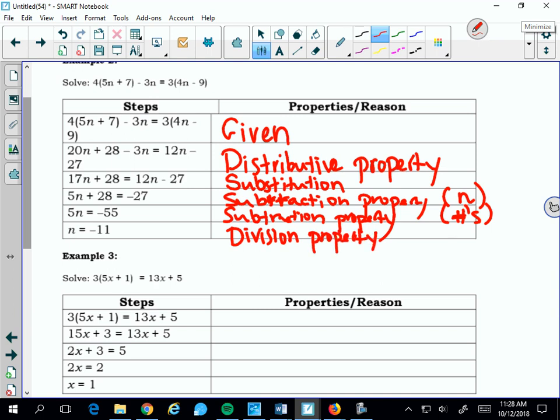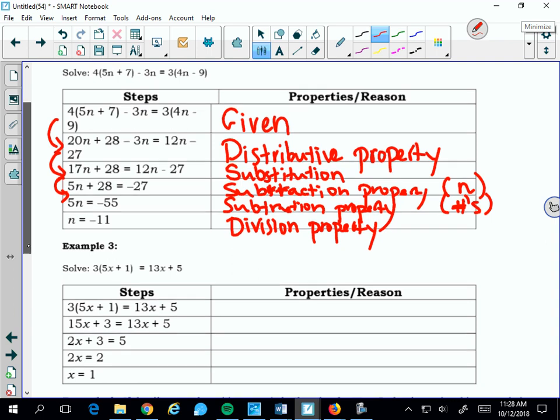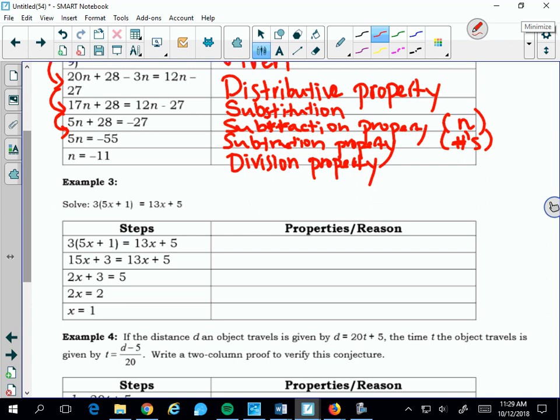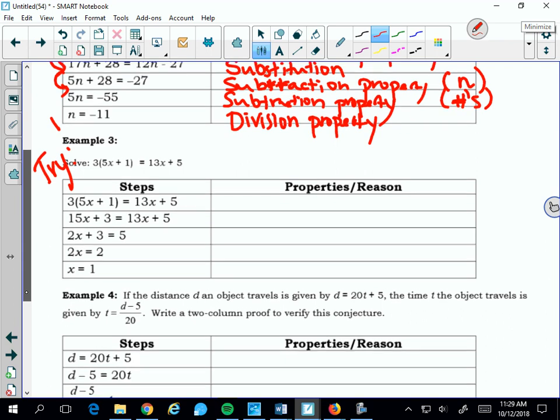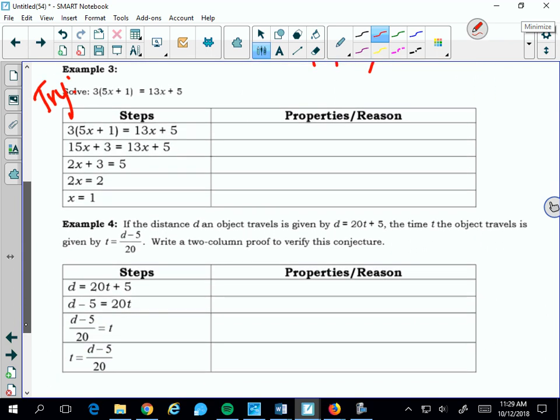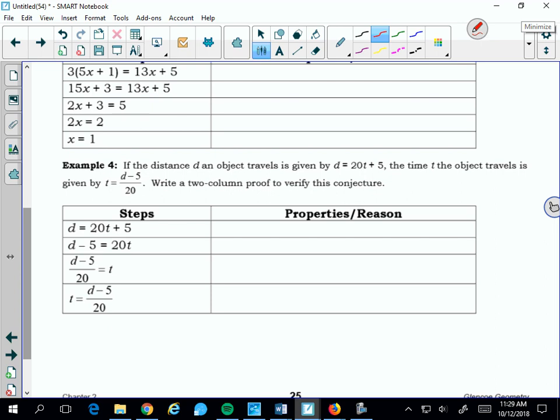So take a minute to glance that over and see if you understand how I'm getting each of those things. Think about the actual math that you'd be doing to get from here to here to here, and see if those properties make sense. Once you do that, try example 3. And pause the video there to work on that. Okay. Hopefully you got through that.